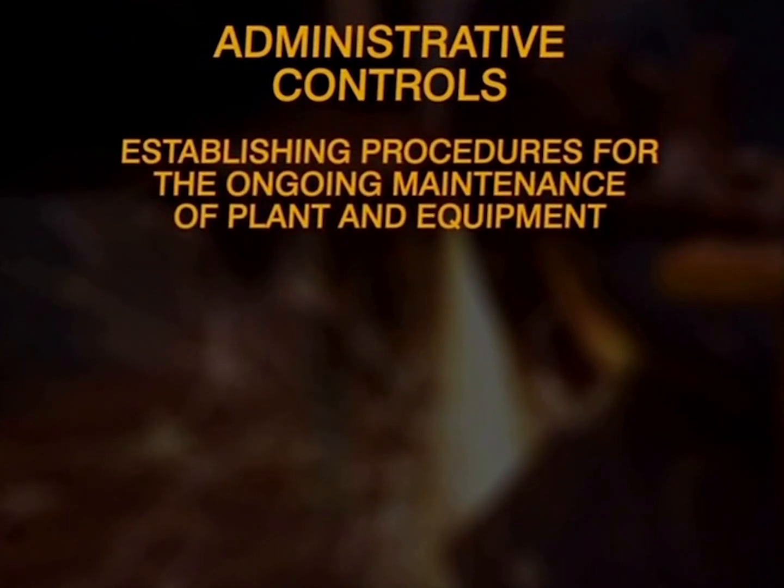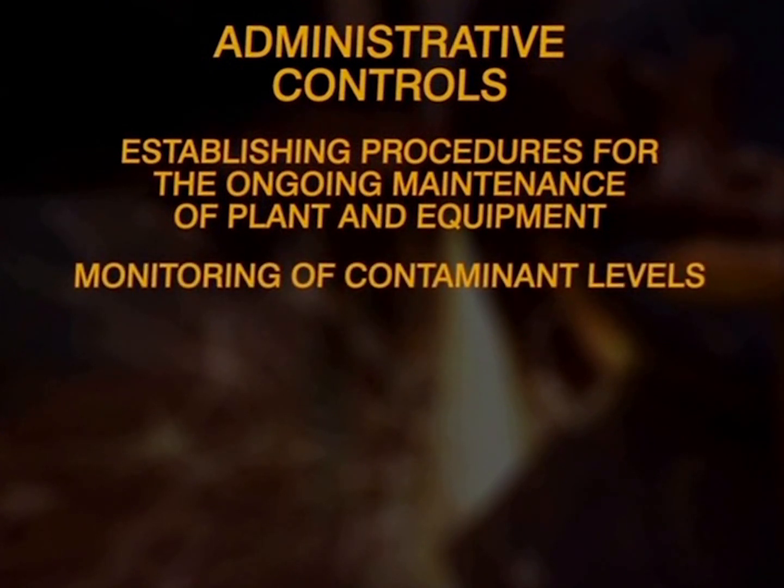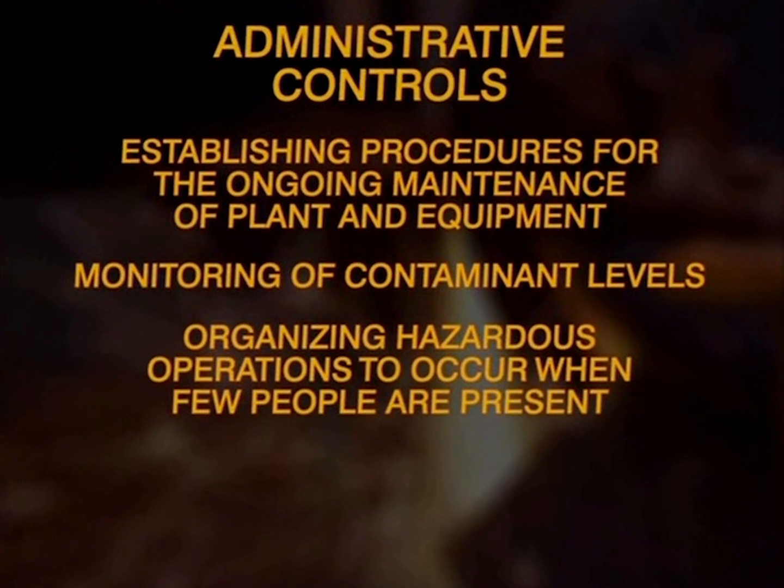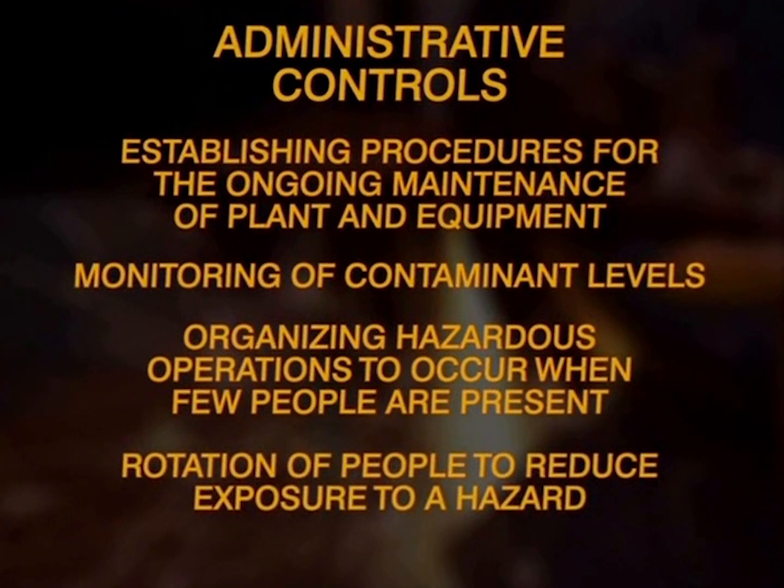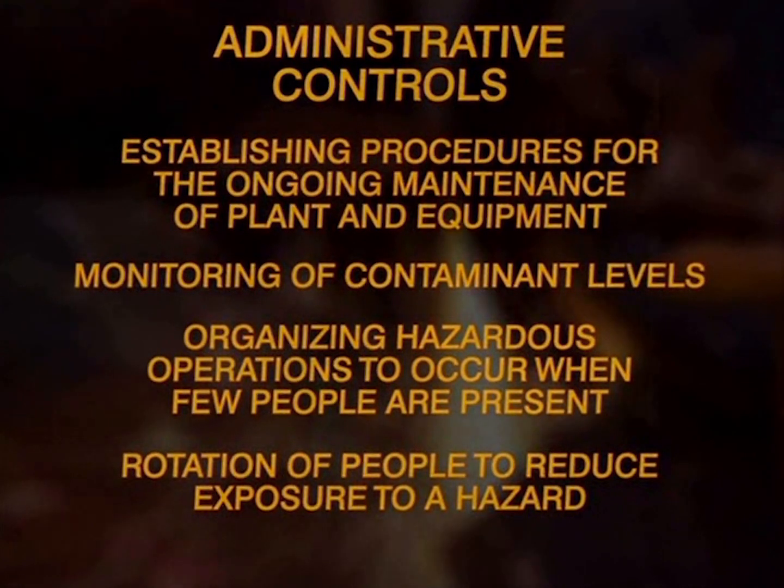Administrative controls involve laying down policies and managing workplace procedures. Examples include establishing procedures for the ongoing maintenance of plant and equipment, monitoring of contaminant levels, organizing hazardous operations to occur when relatively small numbers of people are present, commonly between shifts or after normal working hours, and rotation of people to reduce exposure to a particular hazard. These are all examples of administrative controls that can contribute significantly to hazard control.